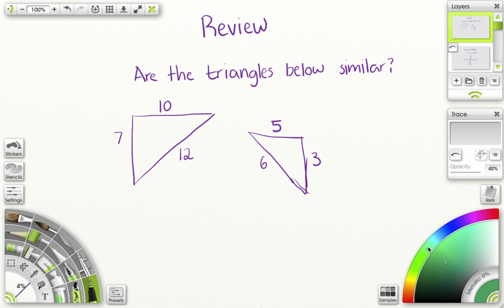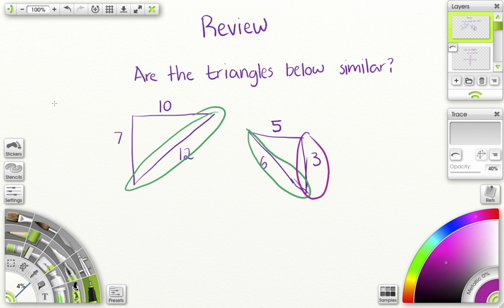How do I know which sides to match up? Well, first of all, I can tell because of the numbers. Because the numbers are designed to make it look somewhat similar. As in, the longest side of this triangle measures 12, the longest side of this triangle measures 6. So I know these are matching because they're both the longest sides of the triangle. The shortest sides I can also figure out pretty easy because 3 is the smallest of this one and 7 is the smallest of this one. Next up is 10 and 5, and those are already done.